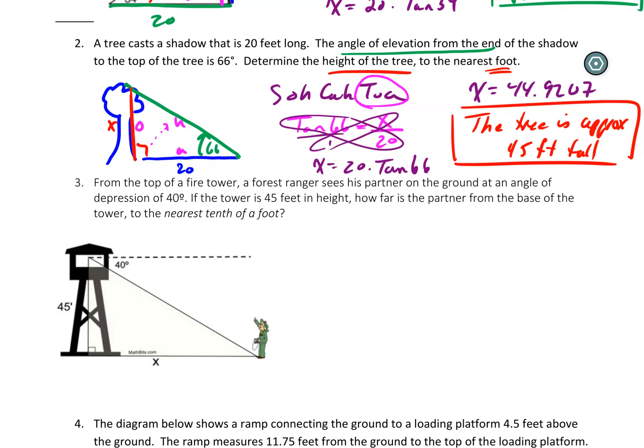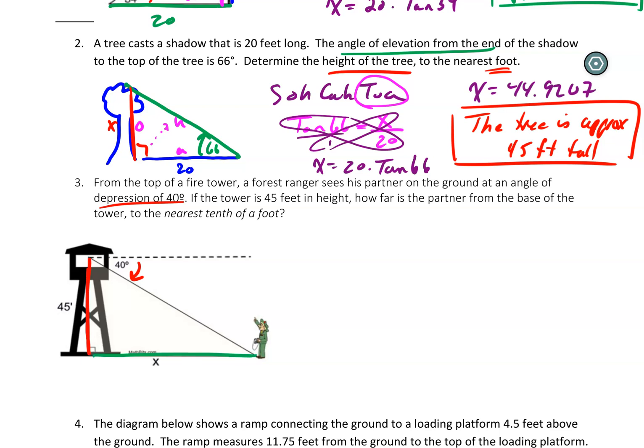So from the top of the fire tower to the forest ranger who's on the ground is an angle of depression of 40. So we got an angle of depression here, all right, which is going to be that 40 degrees. So that's this part here. The tower is 45 feet tall. All right, and they already labeled that. So this is 45 feet tall. And it wants to know how far is the ranger from the base of the tower. So we're looking for the forest ranger's distance here from the tower to him.